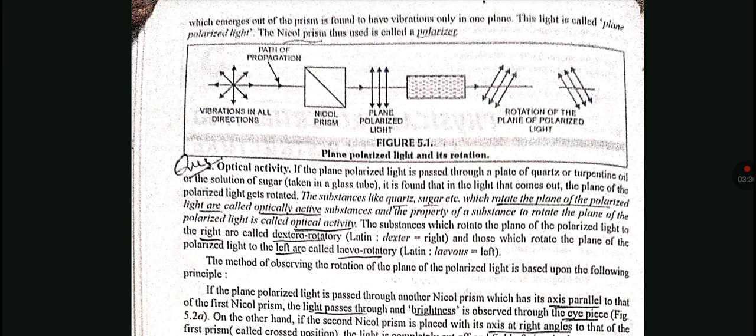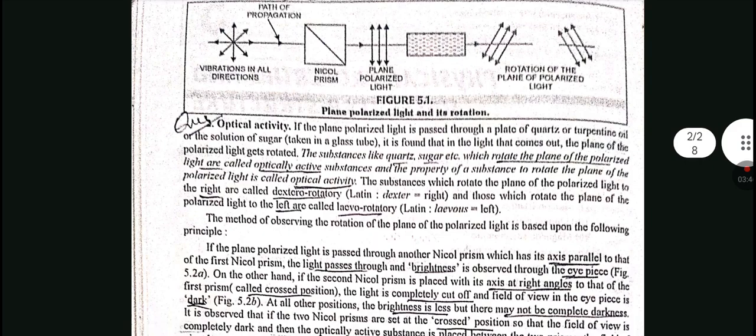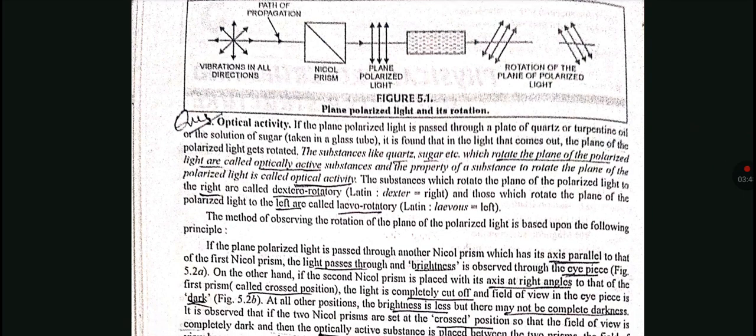The substances which rotate the plane of the polarized light to the right are called dextrorotatory, Latin dexter means right, and those which rotate the plane of polarized light to the left are called levorotatory, Latin levo means left. The method of observing the rotation of the plane of the polarized light is based upon the following principle.